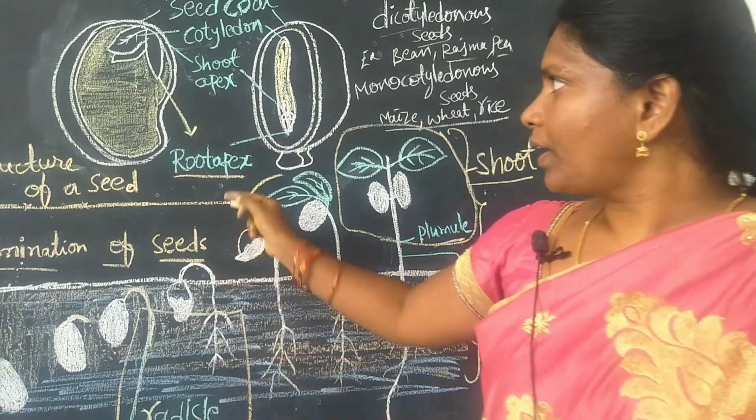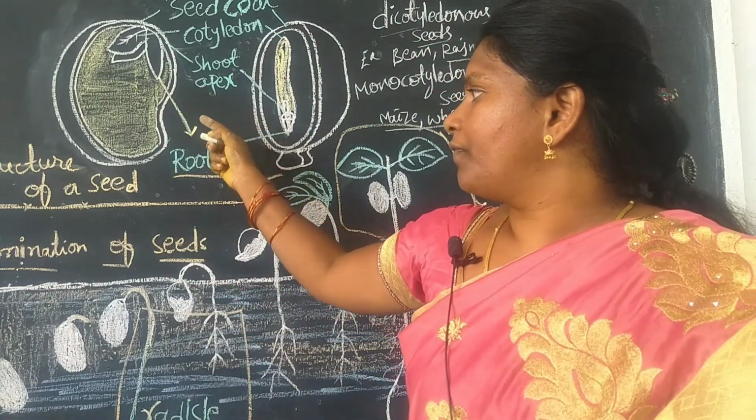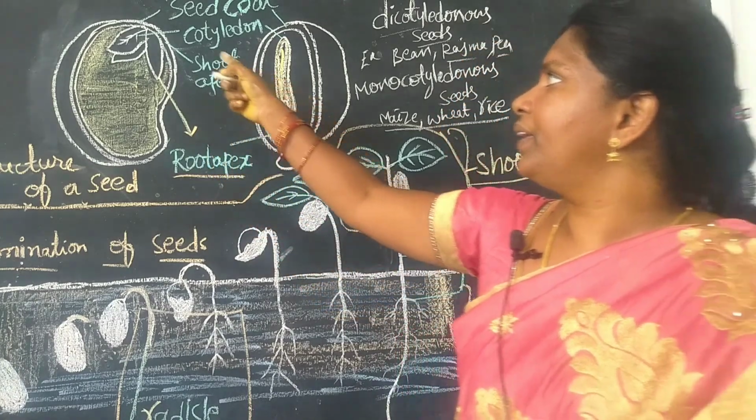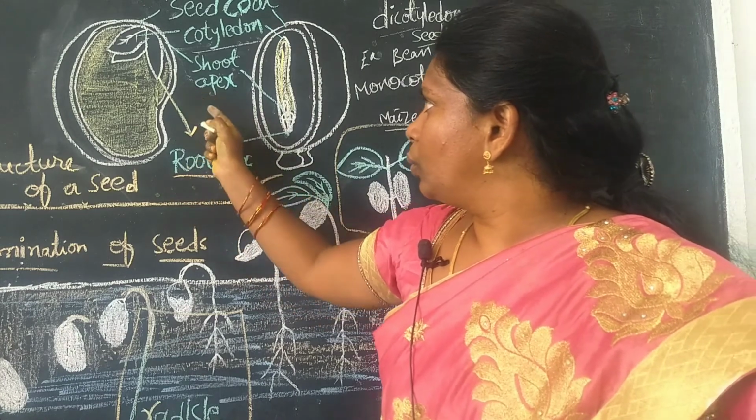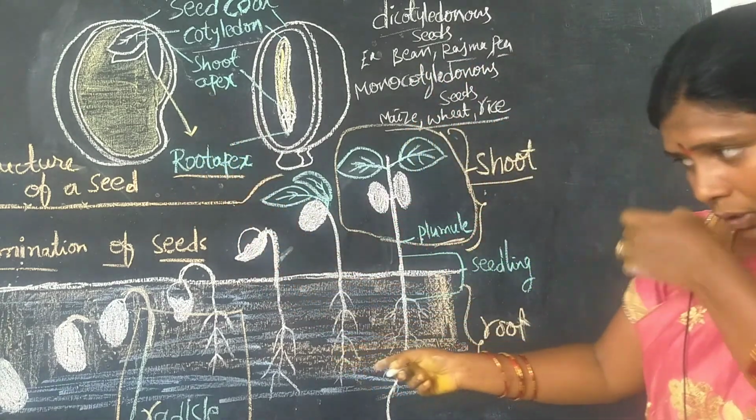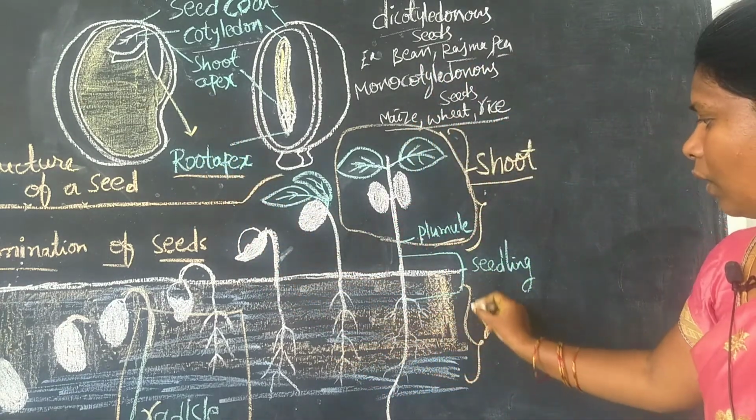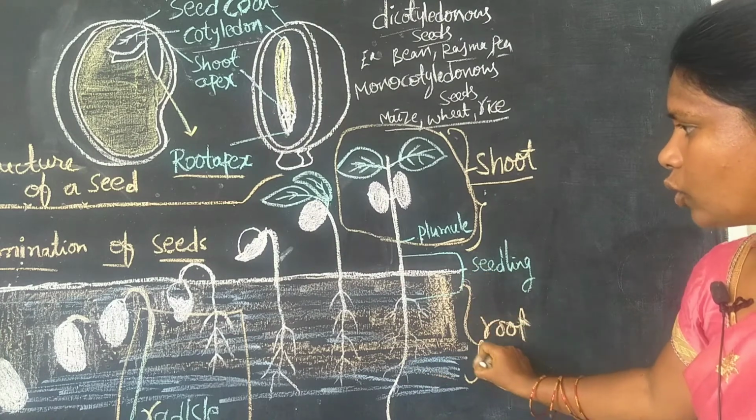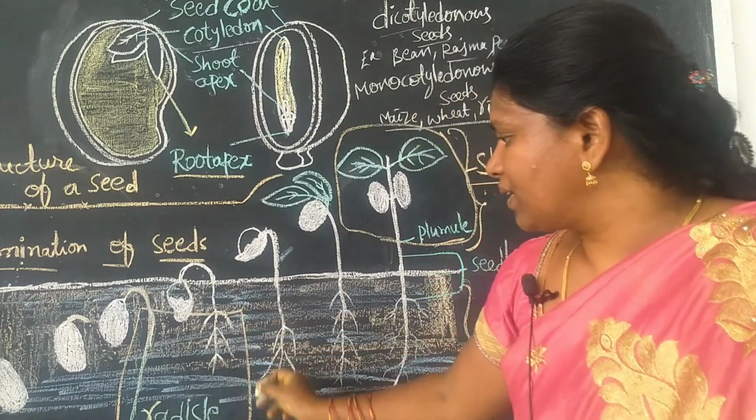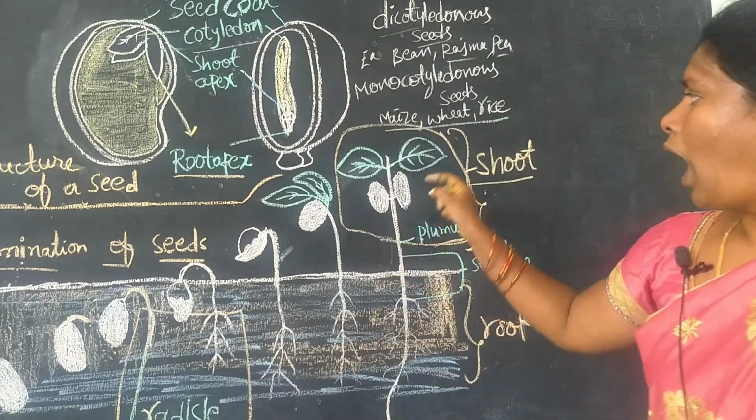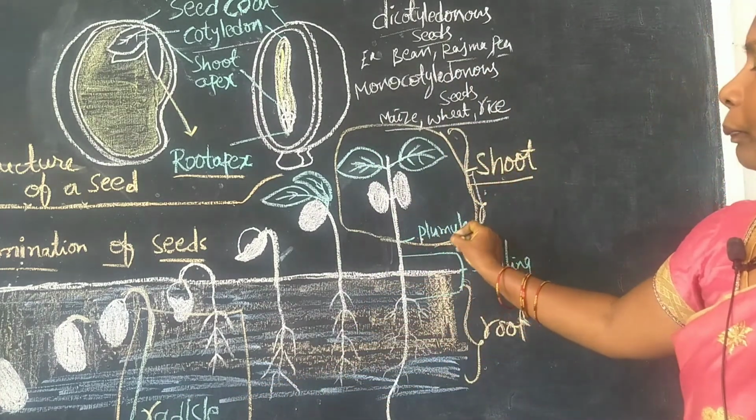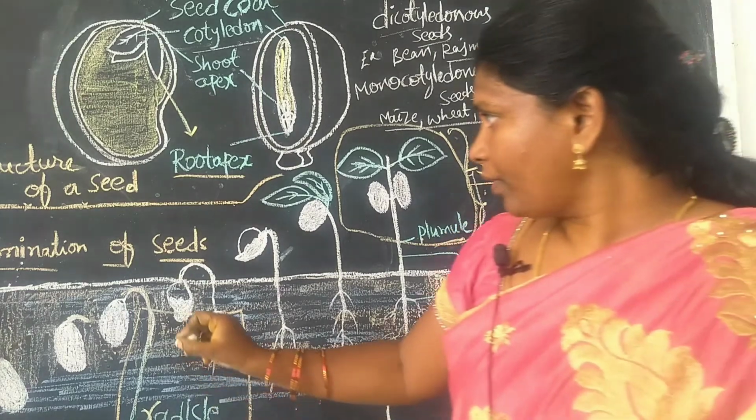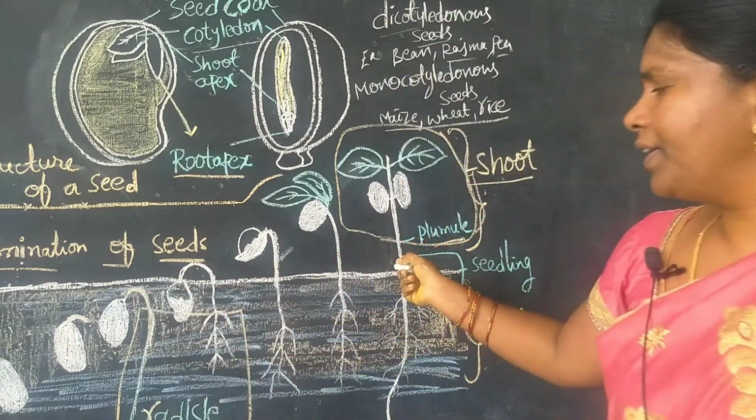Now, this is about the structure of a seed. Which part is important? Cotyledon is the important part. Root apex and shoot apex are also important. Root apex means the part below the soil, that is radicle. The part above the soil is shoot, that is plumule. Now this is the germination of a seed.